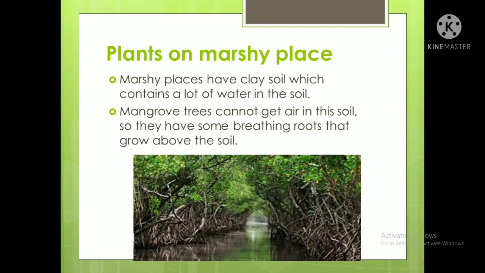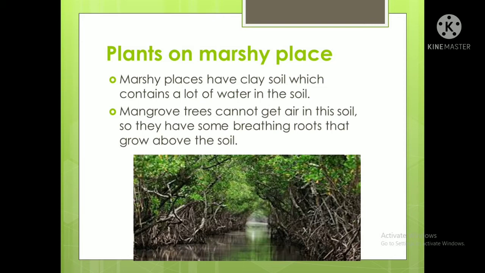And so the mangrove trees, can you see the roots in the upper level of the water? These mangrove trees cannot get the air in there, and so they have some breathing roots that grow above the soil. So in mangrove trees, the roots are above the soil and also under the ground. Under the ground, they attach the plant to the soil, and the upper roots take the air from there. Okay, because in clay soil, they can't get the air directly from the soil.